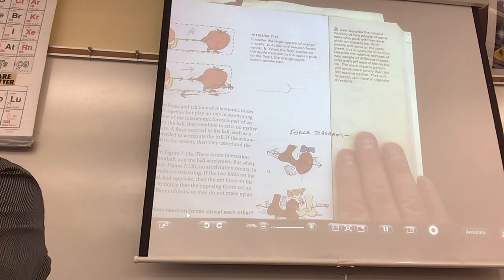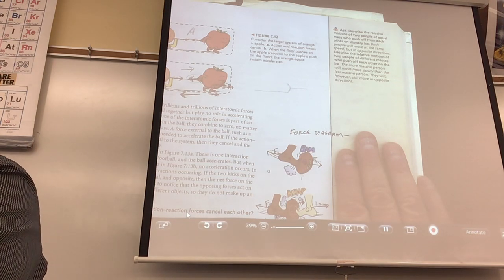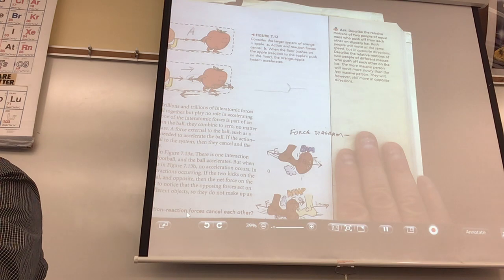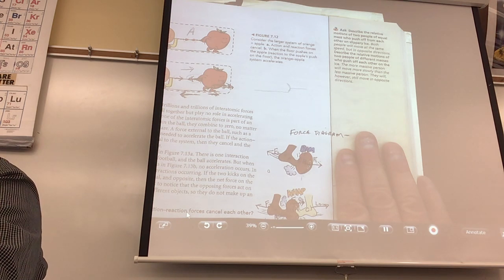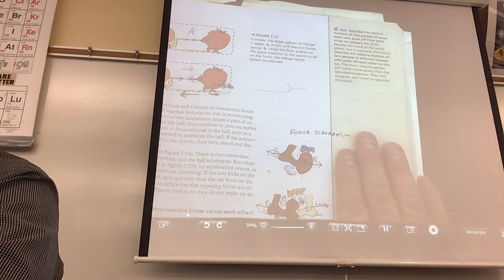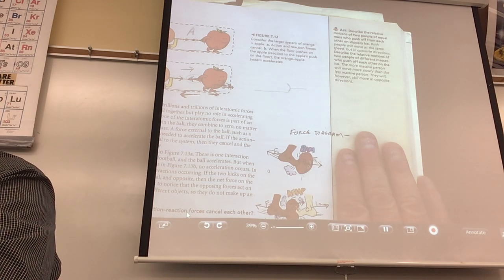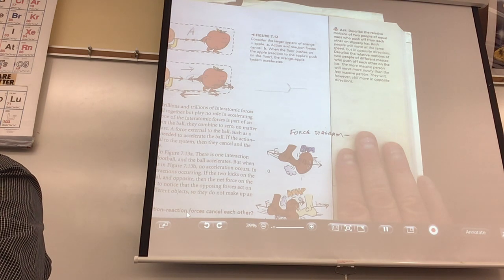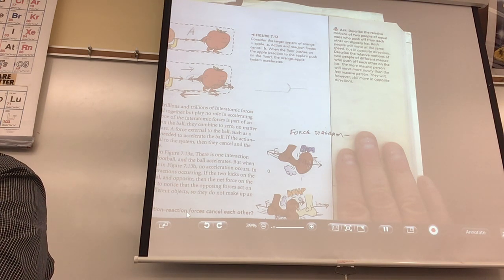All right, Jessica. What effect does F1 have on the motion of the football? Which way? To accelerate the football to the right. And that's what happens, isn't it? Go ahead, Jessica. What effect did F2 have on the motion of the foot? It accelerates to the left.